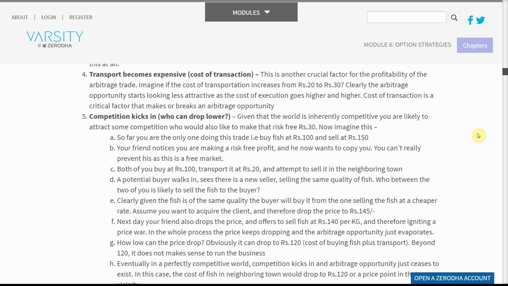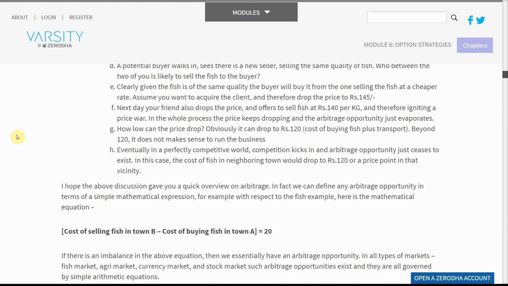Who between the two of you is likely to sell the fish to the buyer? Clearly, given the fish is of the same quality, the buyer will buy it from the one selling the fish at a cheaper rate. Assume you want to acquire the client, and therefore drop the price to 145 rupees per kg. Next day your friend also drops the price and offers to sell fish at 140 rupees per kg, and therefore igniting a price war. In the whole process the price keeps dropping and the arbitrage opportunity just evaporates.